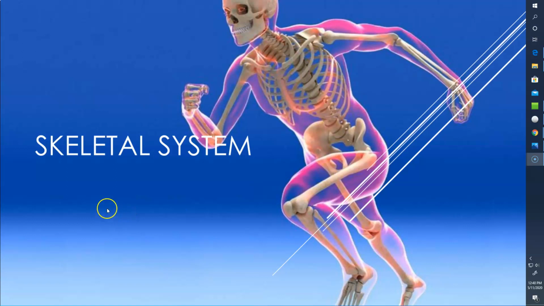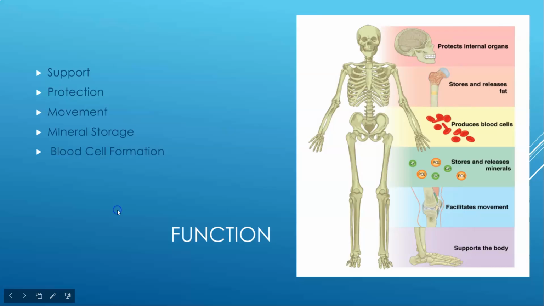So let's get right to it, right? All right, what is the function of the skeletal system? You can pause if you want to think about it, or you can just keep going. All right, so we're going to talk about 5 different functions. Some of the obvious ones: it provides support. All right, it keeps you upright. All right, it's kind of the central building block of your body.